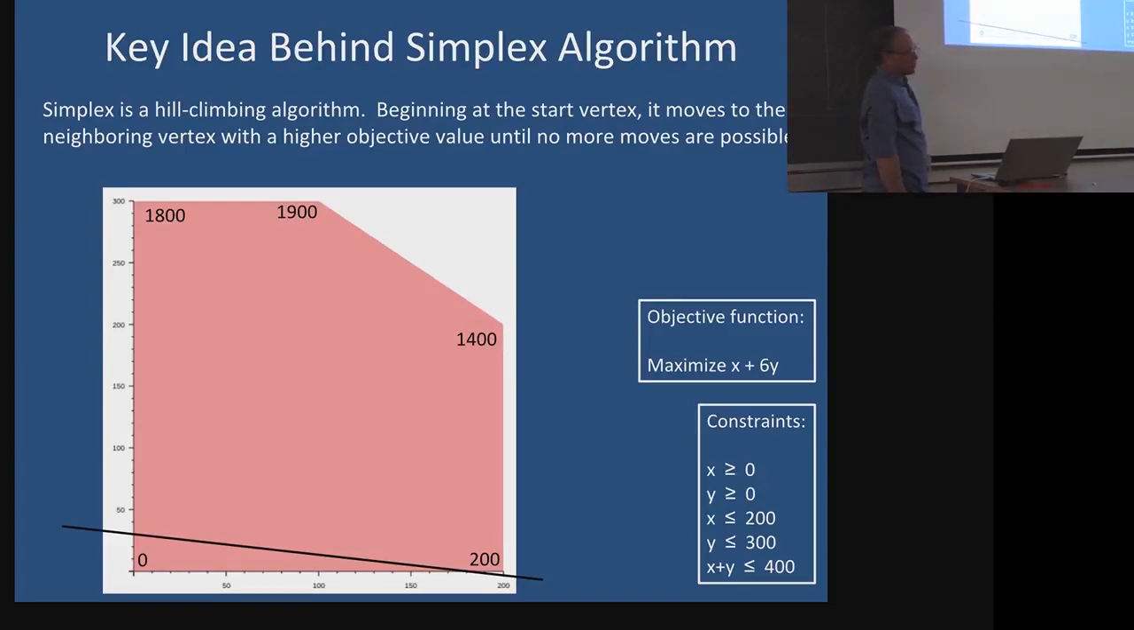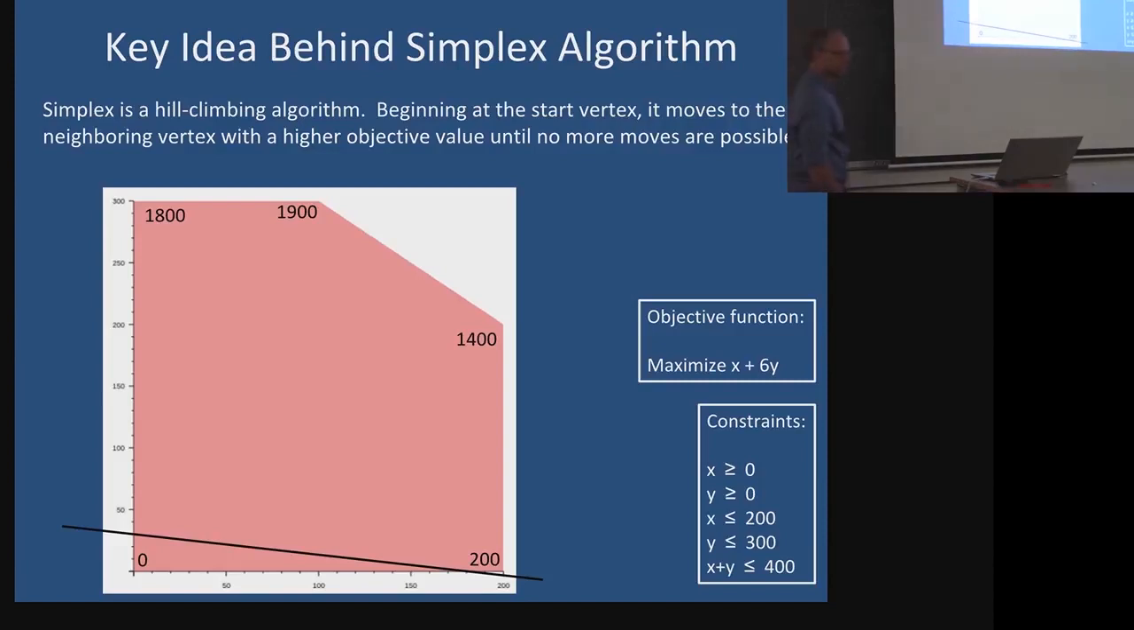And to make it fast, you've got to make it efficient to calculate what the neighbors are and what the value of the objective is at them. And that's where the algorithm has been improved over the years. But fundamentally, it's just a simple hill climbing algorithm. Yeah? Does the hill climbing avoid local maxima because our polygon is convex? Yeah.